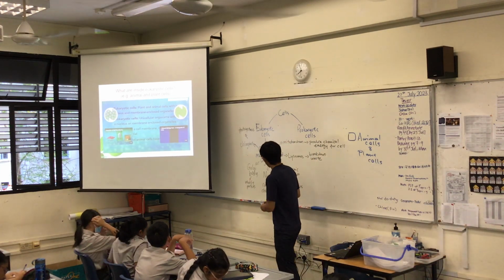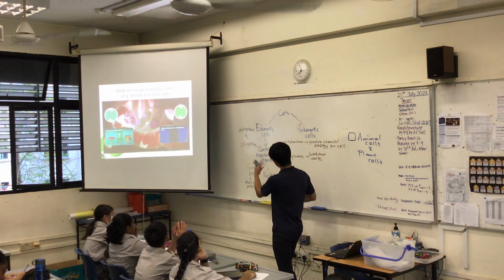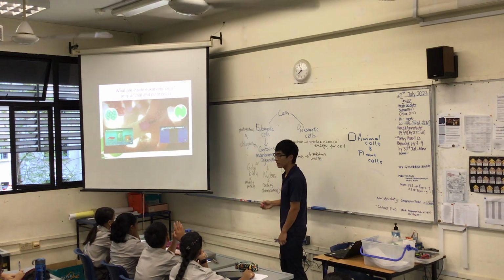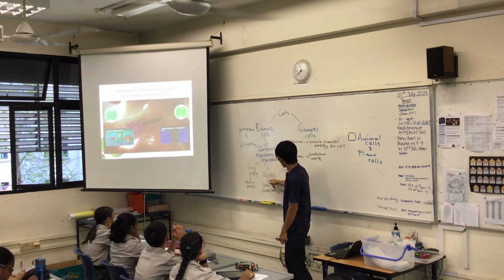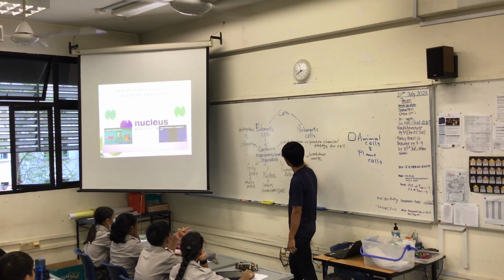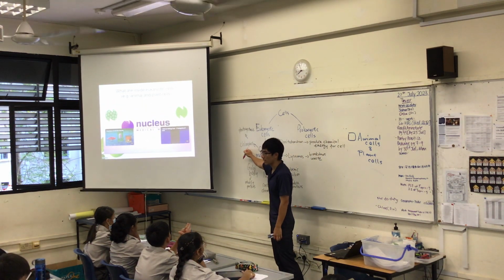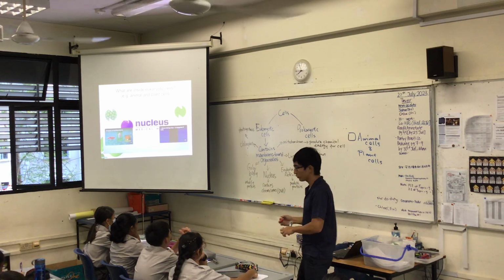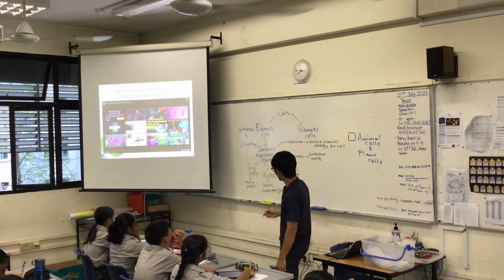Okay. On the whiteboard, I've listed all the organelles mentioned in the video: nucleus, endoplasmic reticulum, Golgi body, lysosome, mitochondria, and chloroplast. If you want to take a photo of this mind map, you can. Just want you to take note.